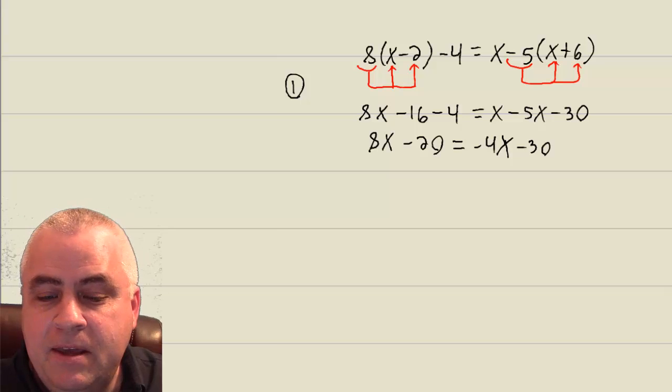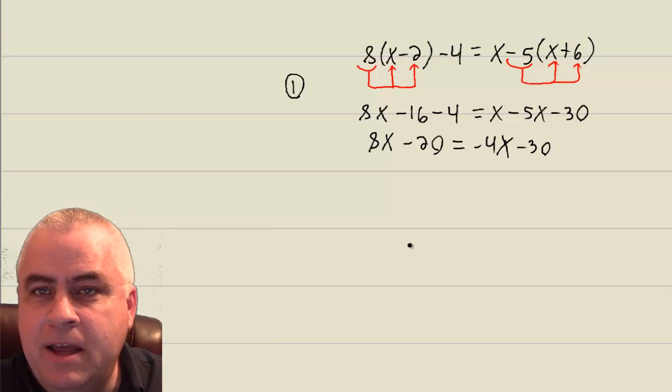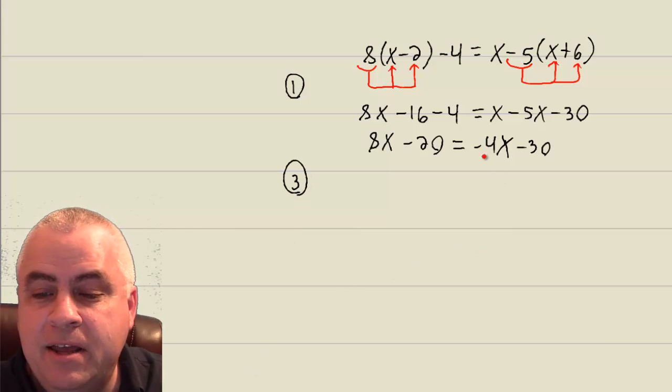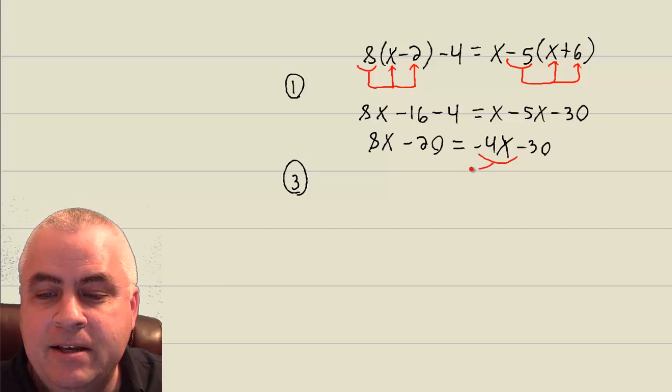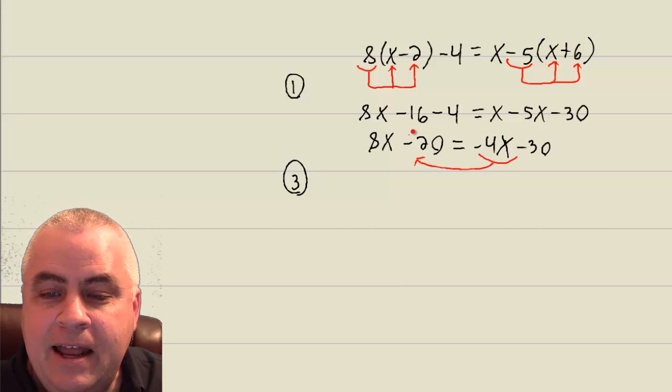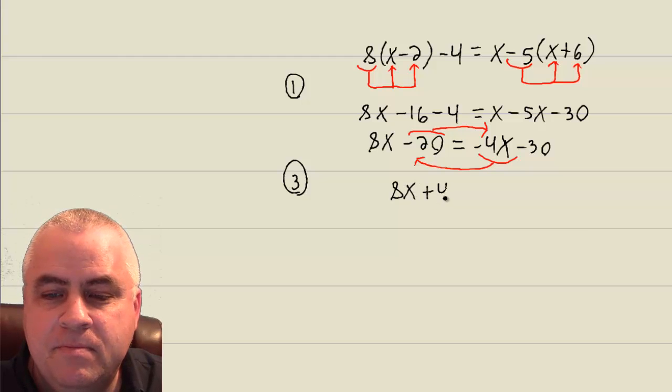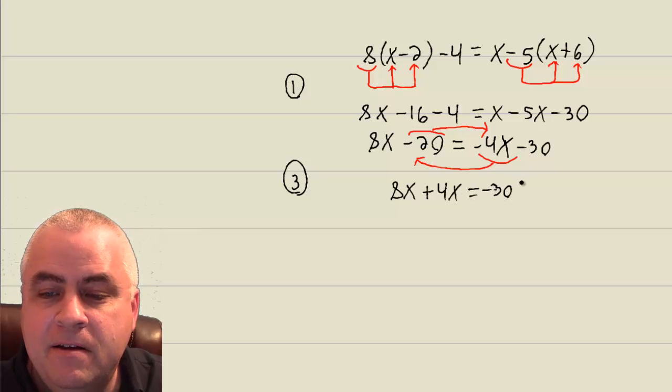Step 2. Get rid of fractions. Don't have any. Step 3. Get everything with an x on one side, numbers on the other side. So I'm going to take this negative 4x and move it to the left side, and I'll take this negative 20 and move it to the right side. Remember, when you move anything across the equals, your sign changes. So the negative 4x becomes a positive 4x. The negative 20 becomes a positive 20.